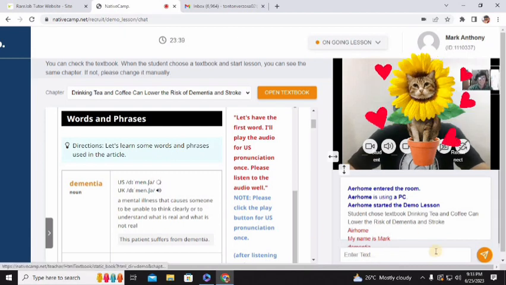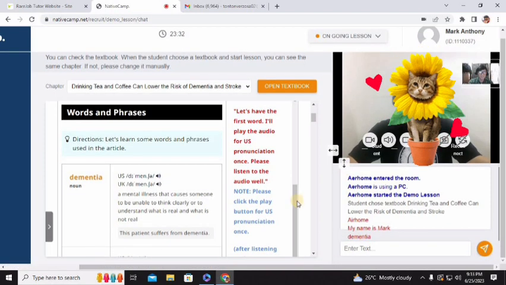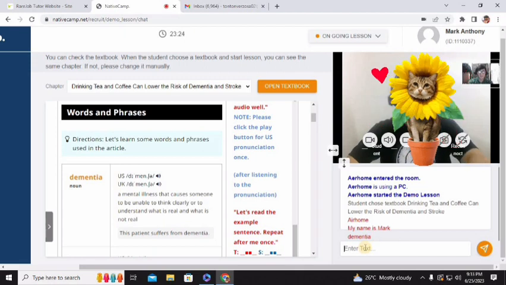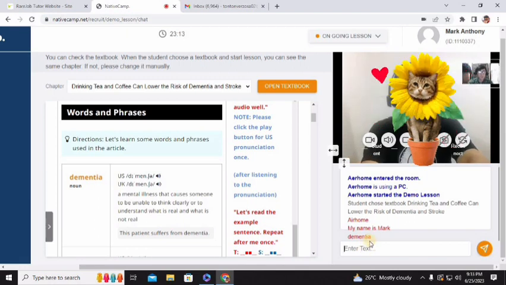Please repeat. Dementia. Okay, good. Now for the UK. Dementia. One more. Dementia. All right. Now let me read the definition. Dementia, it is a mental illness that causes someone to be unable to think clearly or to understand what is real and what is not real.